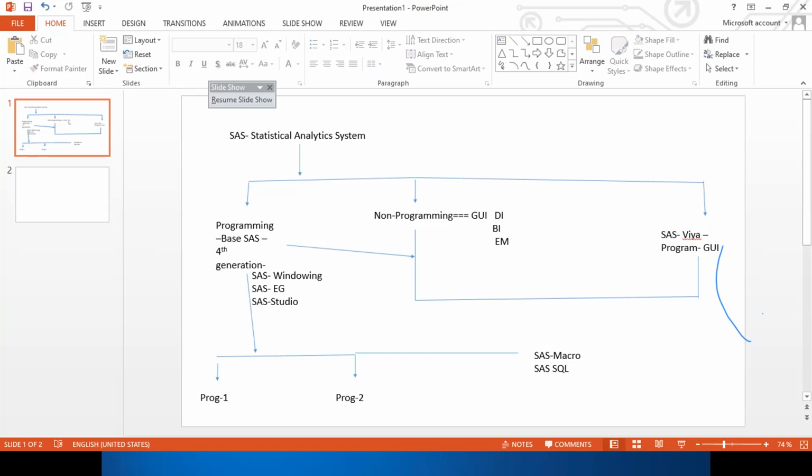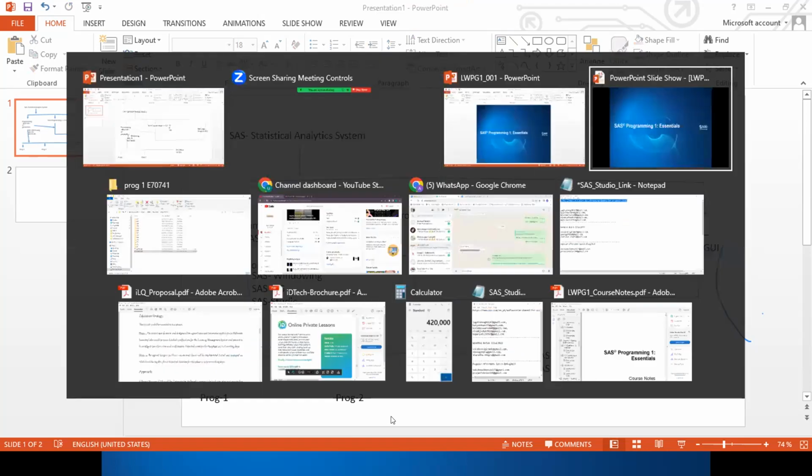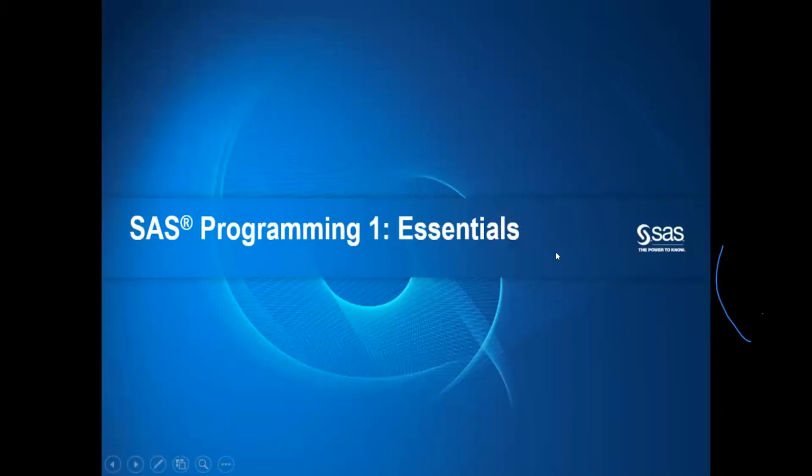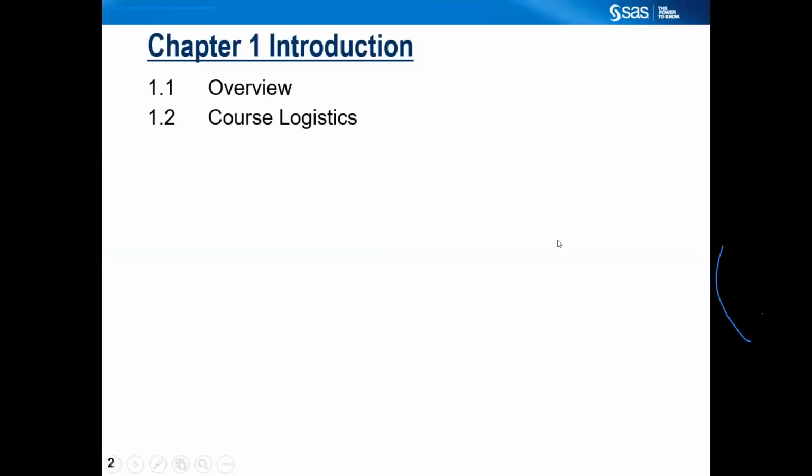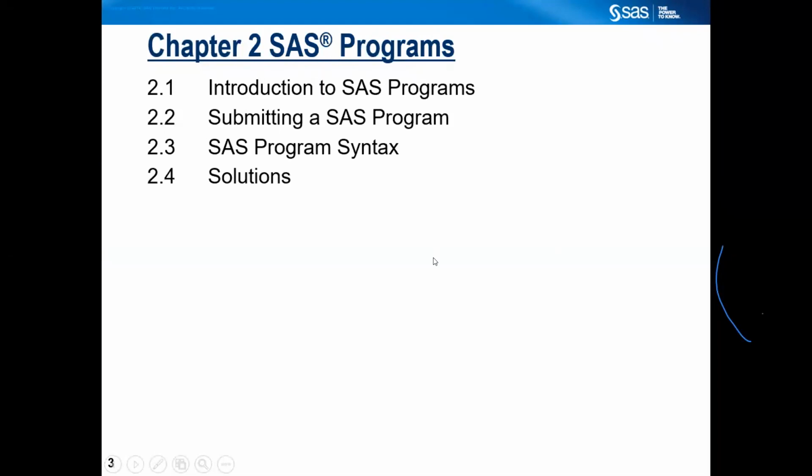Okay, if you have followed this, let's understand what you are going to learn in programming 1, which is all essentials. You will get introduced to your course, an overview of SAS, and the course logistics. In the second chapter, you will get introduced to SAS programs: what they are, how you open a program, how you submit a program in SAS Studio, and SAS program syntax. Please make a note that the topics are learned chapter-wise.